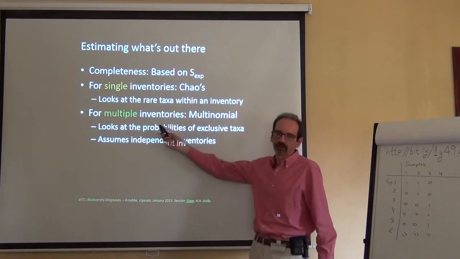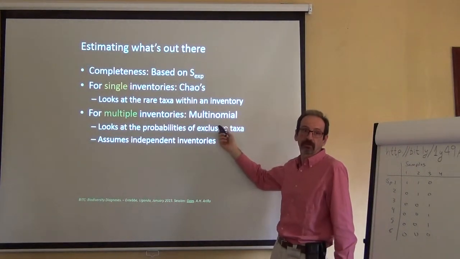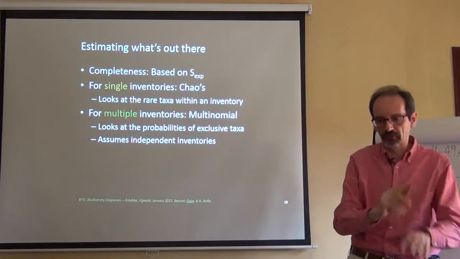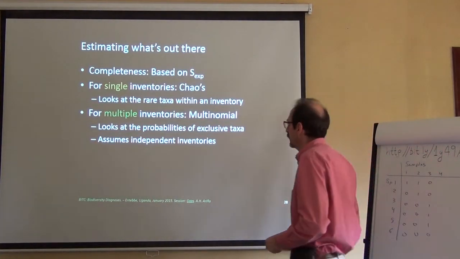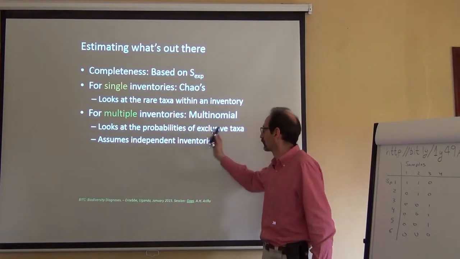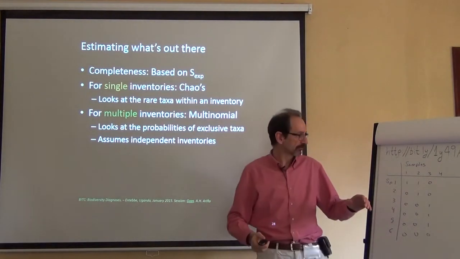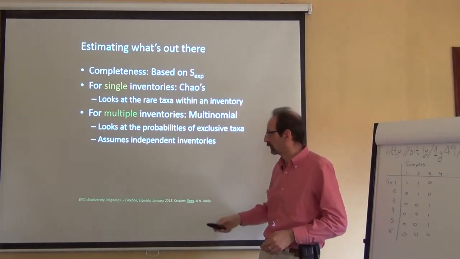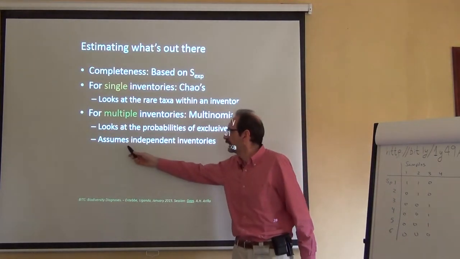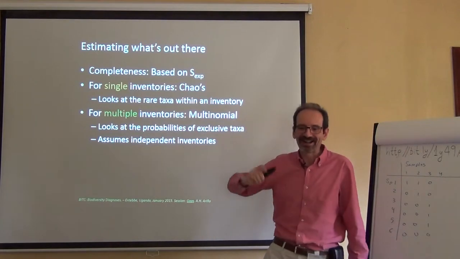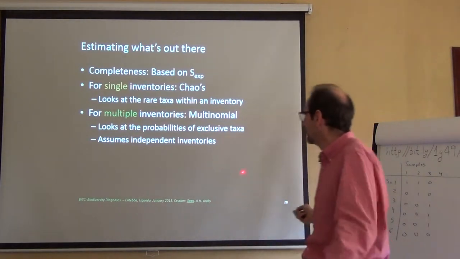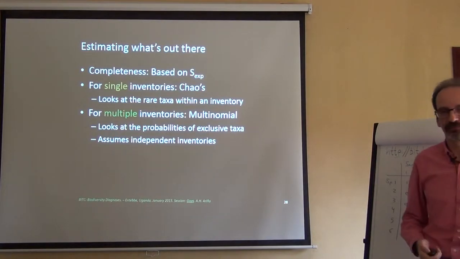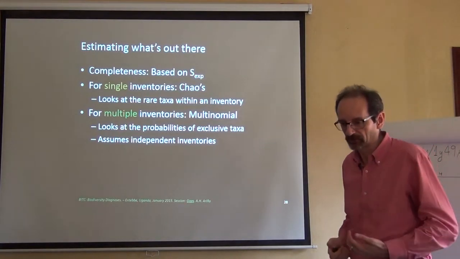For multiple inventories, we could use the same multinomial distribution, but on several inventories that we could try to overlap. But it looks at the probabilities of exclusive data from one inventory. I think I wrote the formula quickly yesterday. I'll go over it again. But it assumes that inventories are actually independent. If inventories are not independent, it is biased. It's violating the basic principle.